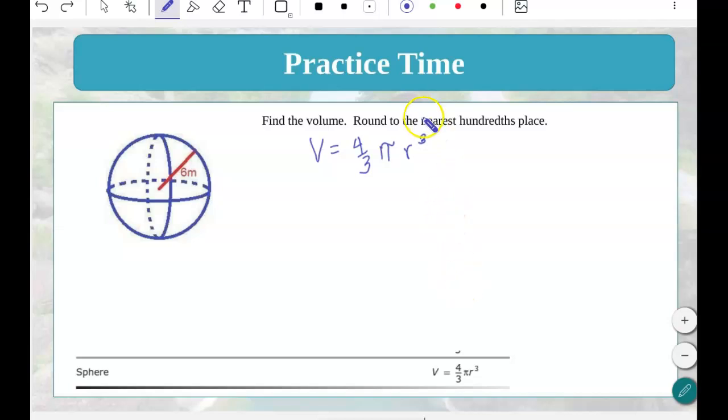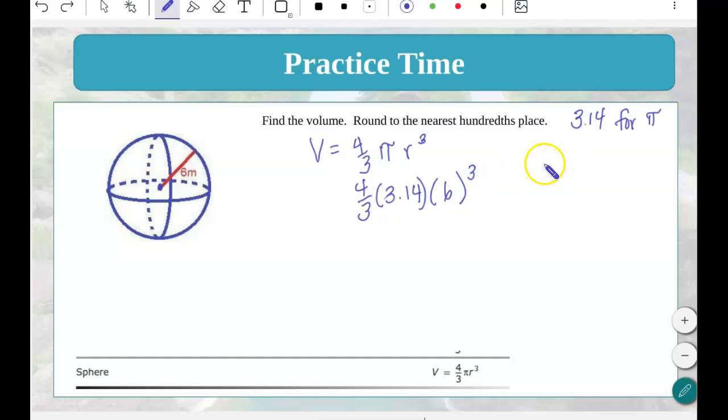It doesn't say to use 3.14 for pi, but we'll go ahead. I'm just going to put that in. We're going to use 3.14 for pi. All right, so if it doesn't say it, then you need to use the pi key. So I'm going to put that there. So we have 3.14. The radius will always go from the center of the sphere out to the outside. The diameter goes all the way across. So we want to use the radius, so that's what we have, and we have to cube it.